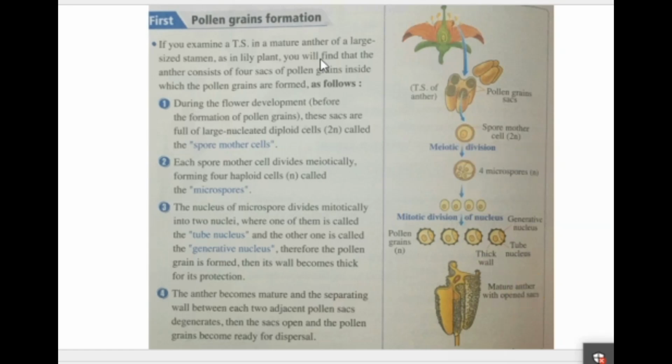When all of the pollen grains become mature enough, the wall of the anther will split longitudinally and all of the pollen grains are spread in the environment or in the air. So by this we have finished pollen grains formation, and we're going to watch a video to discuss this again or to revise it.